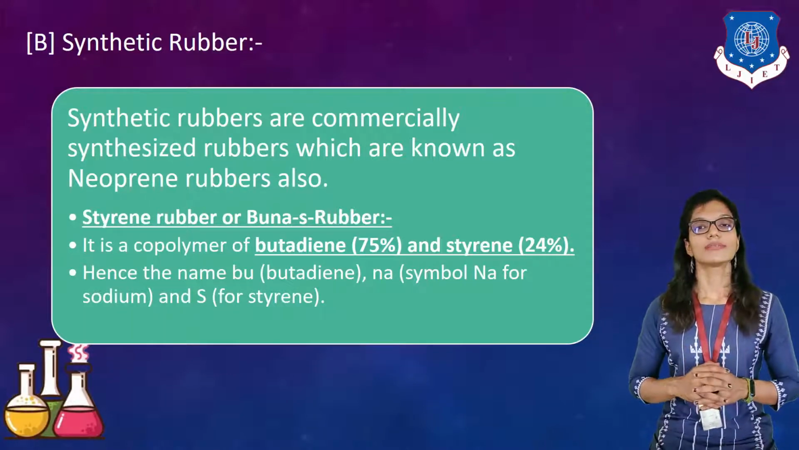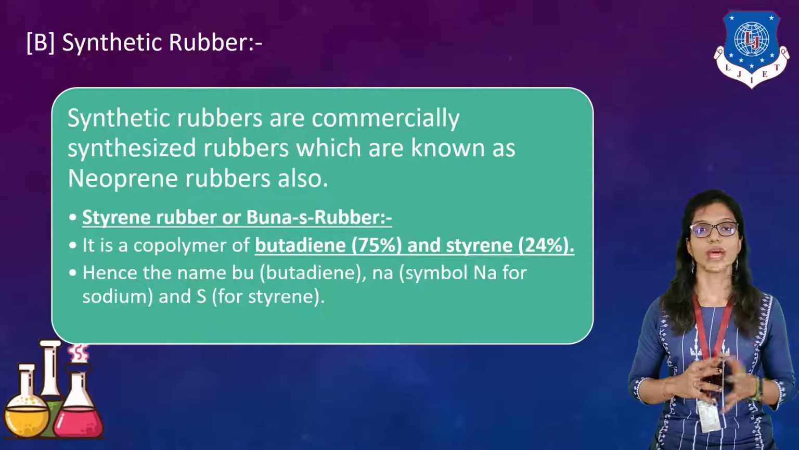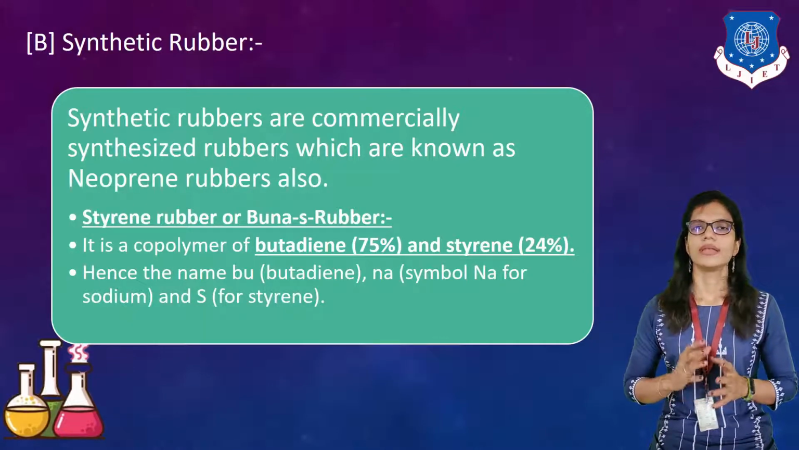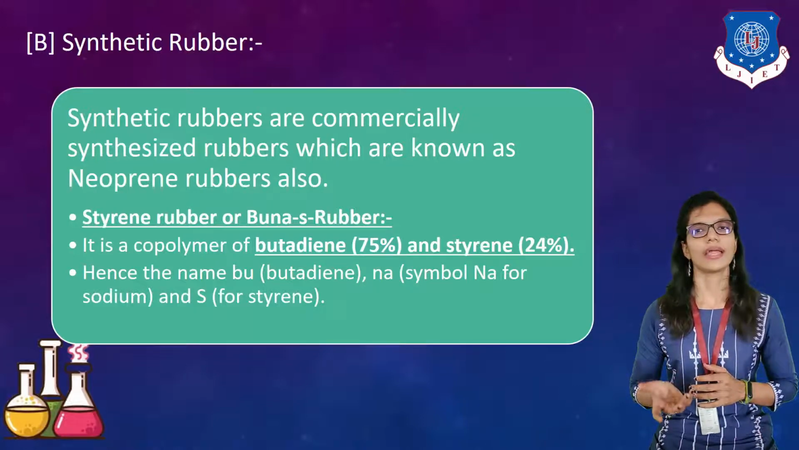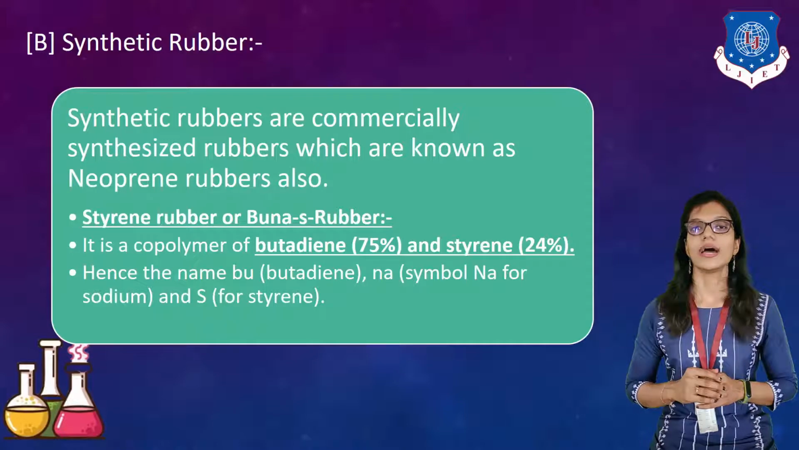We all know that rubber can be of two types, a synthetic one and a natural one. Natural rubber is generally obtained from the tree, but synthetic rubber can be manufactured in industry, in a laboratory, in any kind of factory. It is basically a man-made polymer.